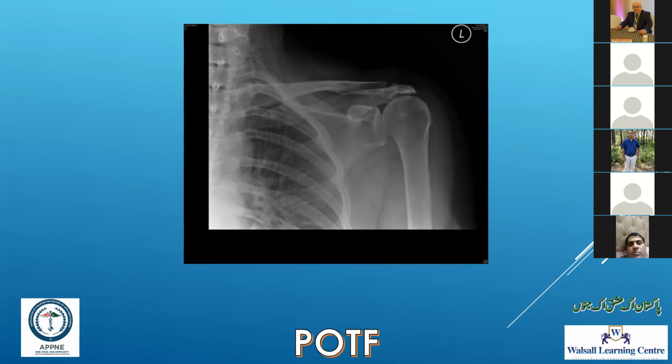Do you know any classification which classifies these shoulders and tells you whether you repair them or replace them? Obviously, you have to be 65 or above before you can replace them. But what tells you that you can replace this or repair this? There's the Hamada classification which tells you whether the joint is arthritic or not. If the joint is arthritic, then you cannot do cuff repairs because it will not work.